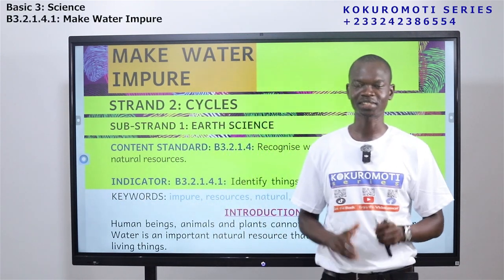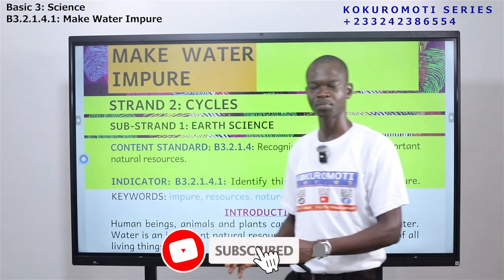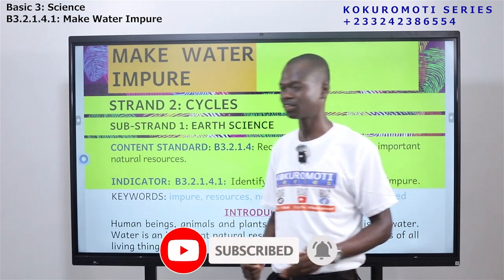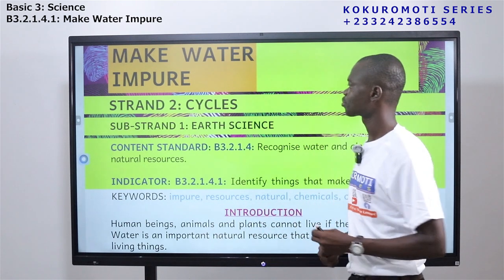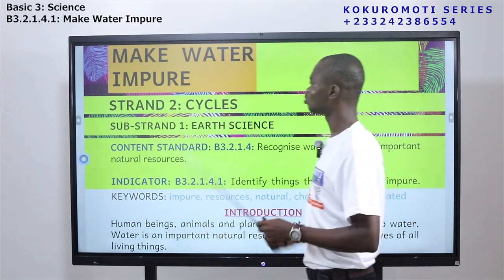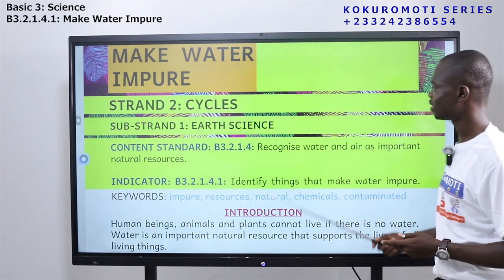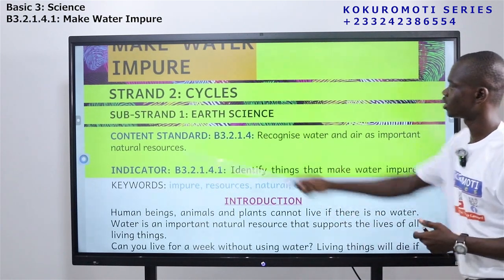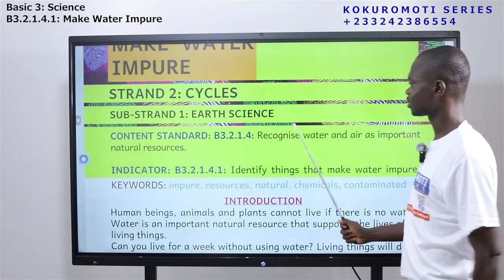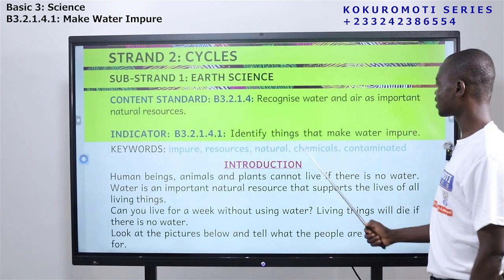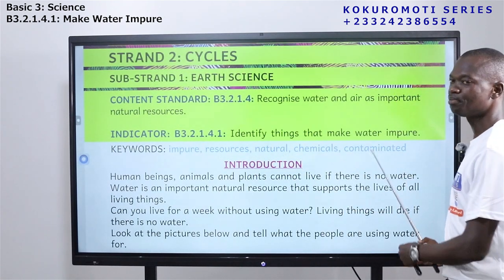Okay, so today we have science for basic 3. Science for class 3. So if you're in class 3, today we have science. We are looking at strand 2, cycles. The sub-strand is Earth science. The indicator today is to identify things that make water impure.